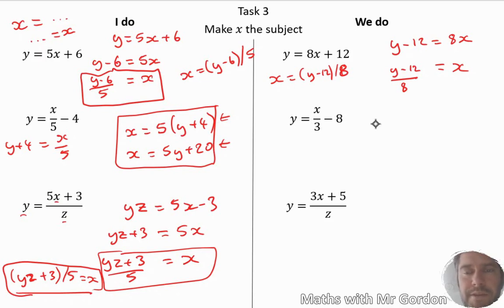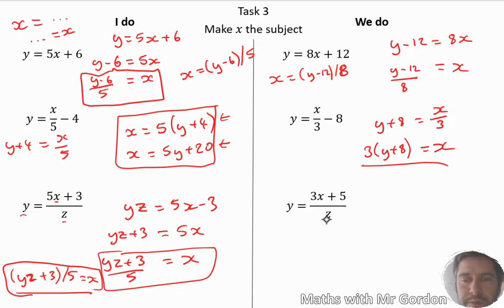We're going to add 8 to both sides first here. So we get y add 8 equals x over 3. Now we're going to multiply both sides by 3. The whole of this side is being multiplied by 3. And there's our answer. Last one, we're going to start by multiplying both sides by z.